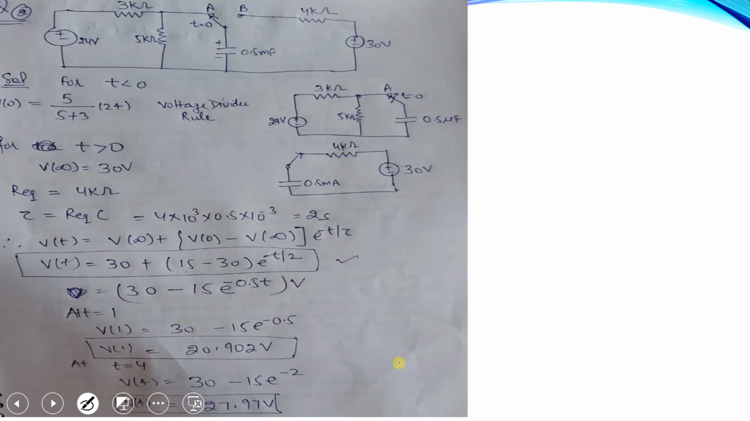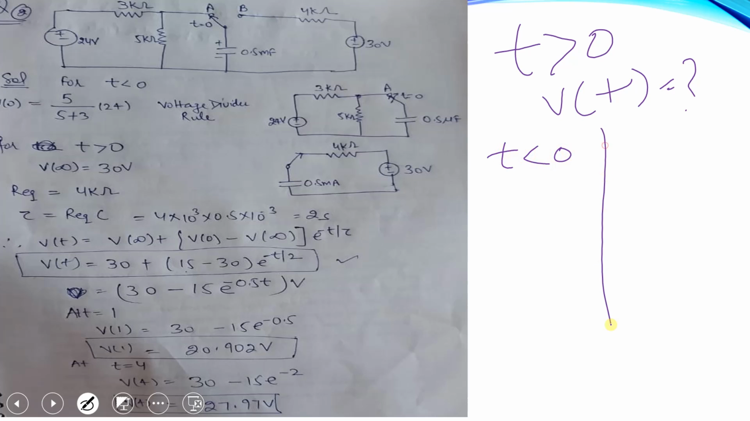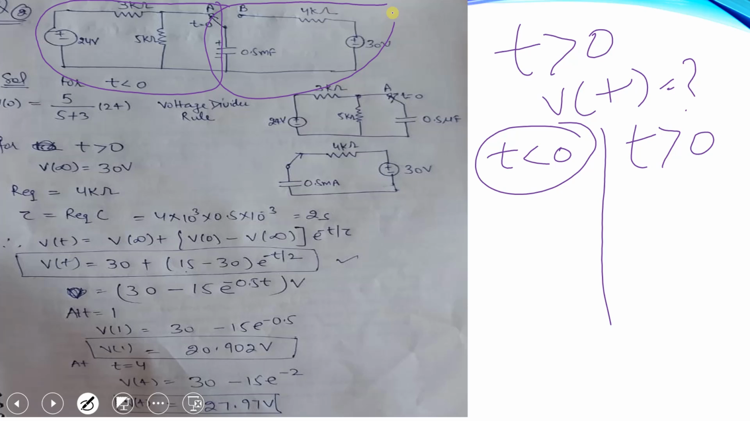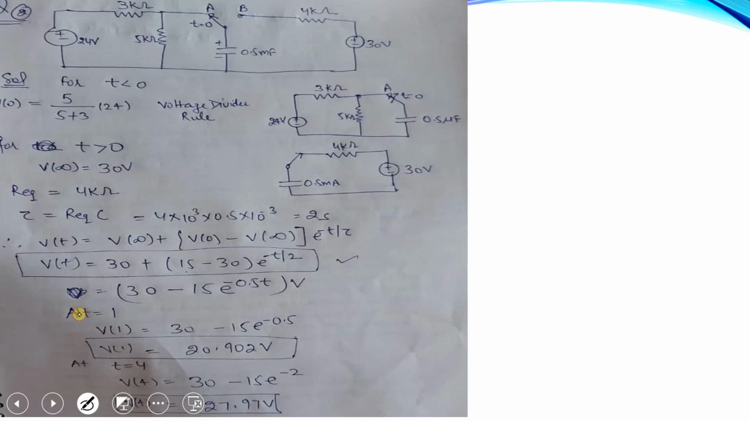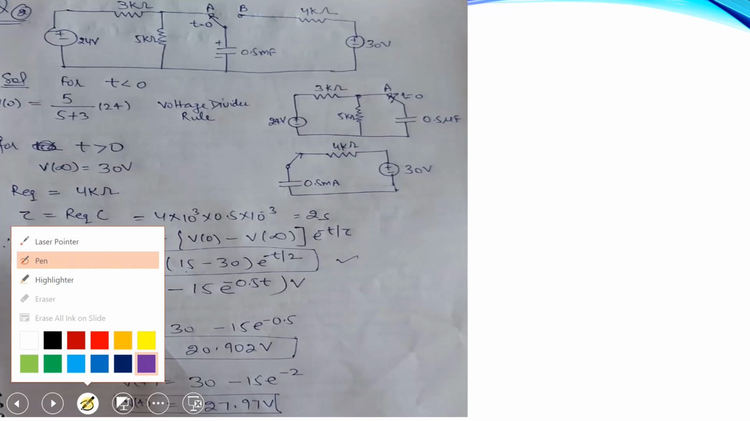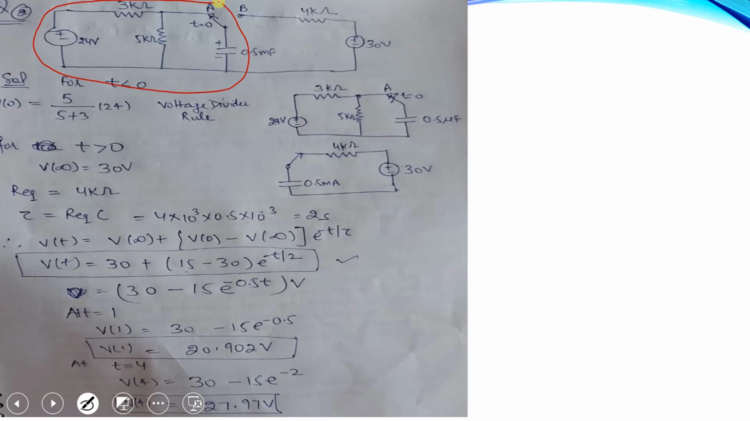Now here we are having one more example. In this example, the same, we want to find out the voltage across when t greater than 0. We find out Vt. So for this we are again considering two conditions, when t is less than or equal to 0 and t greater than 0. When t is less than 0, we are considering this circuit, and when t is greater than 0, we are considering this circuit. So we are considering one by one. We are considering the first case, this condition. This circuit is redrawn here.